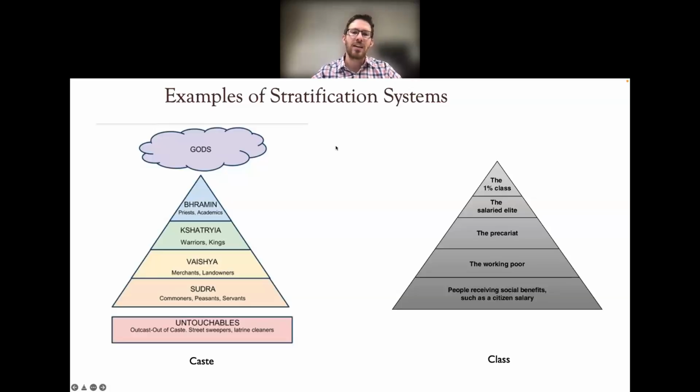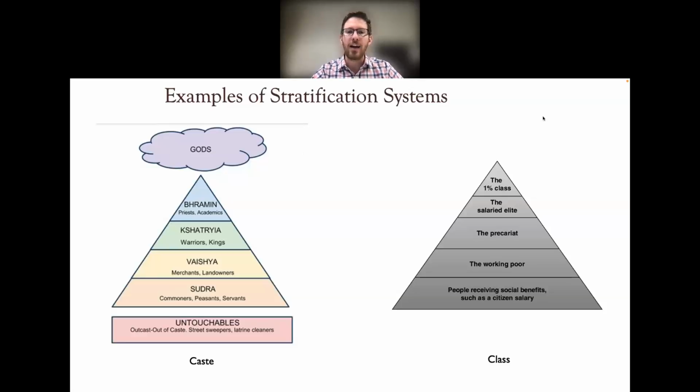On the right, we have a stratification system that we see in industrialized and capitalist economies with the working poor and people on social benefits at the bottom. And then at the top, we have the 1% and the salaried elite. So this is how society has grouped people, and based on those groupings, they may receive certain benefits or certain powers based on their place in society.